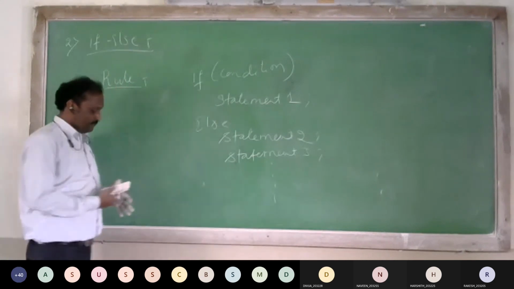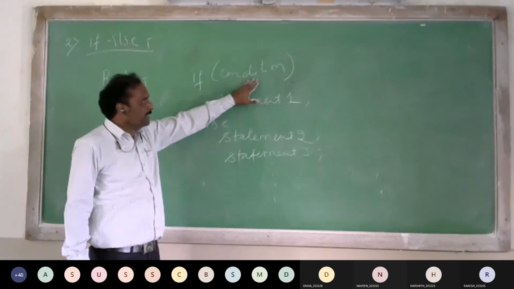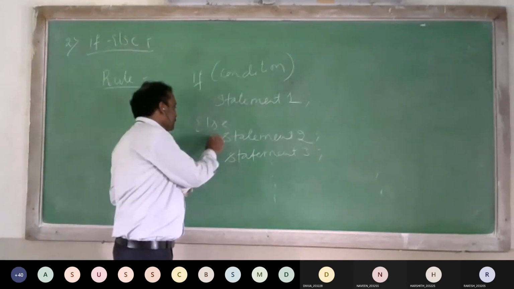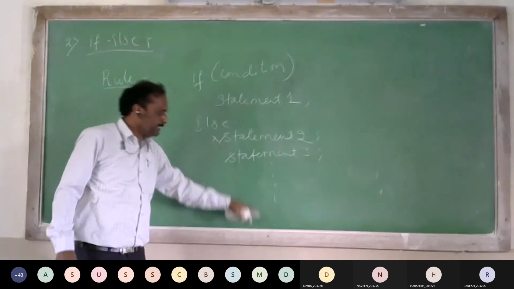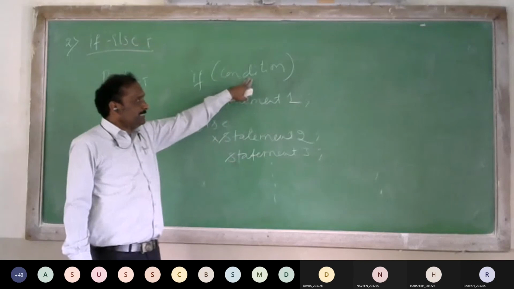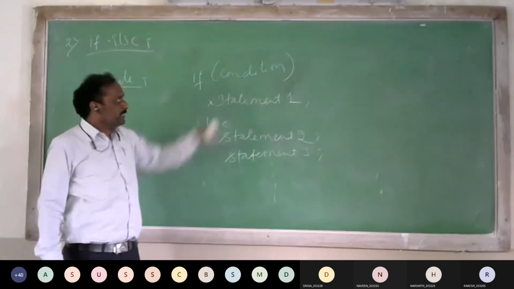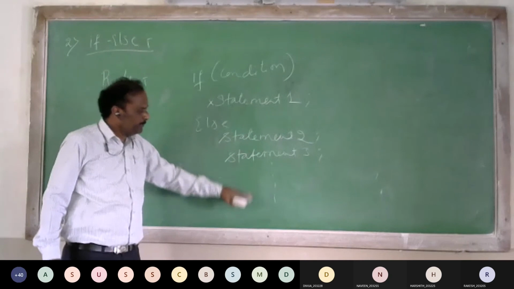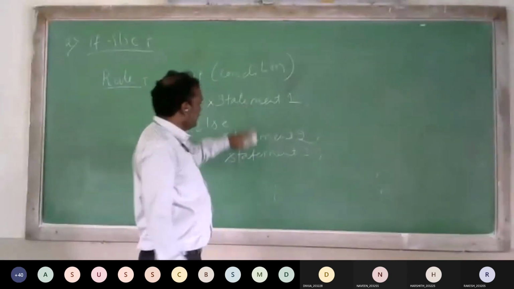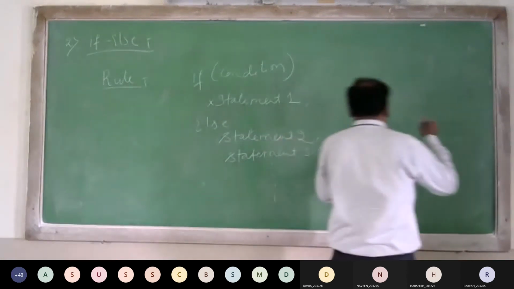Once again, if the condition is true, then statement 1 is executed, statement 2 is not executed, and statement 3 and remaining all the statements are executed. If the condition is false, then statement 1 is not executed. It will execute statement 2, statement 3, etc. Now, I write the flowchart diagram for this.